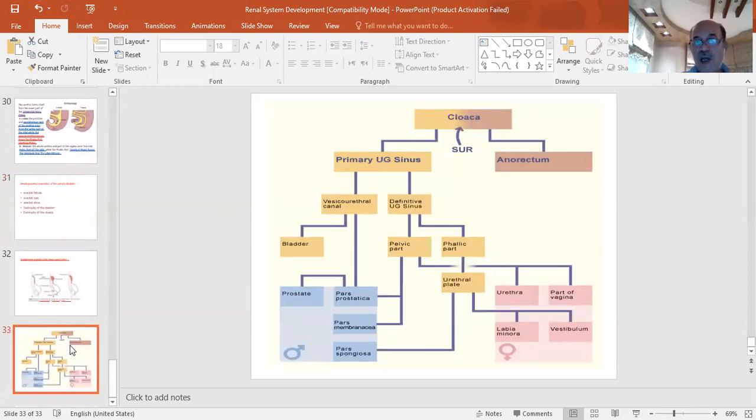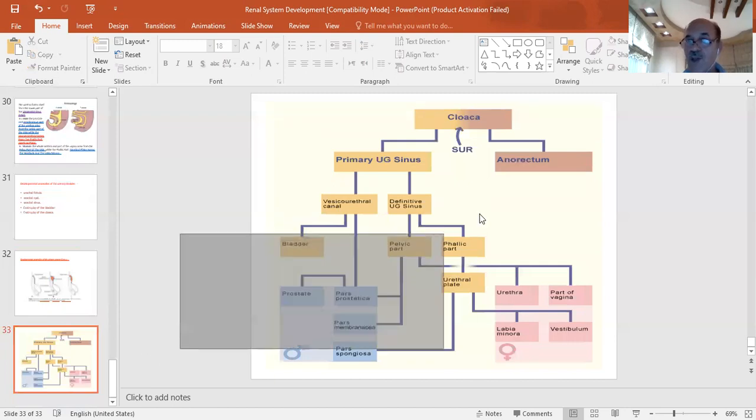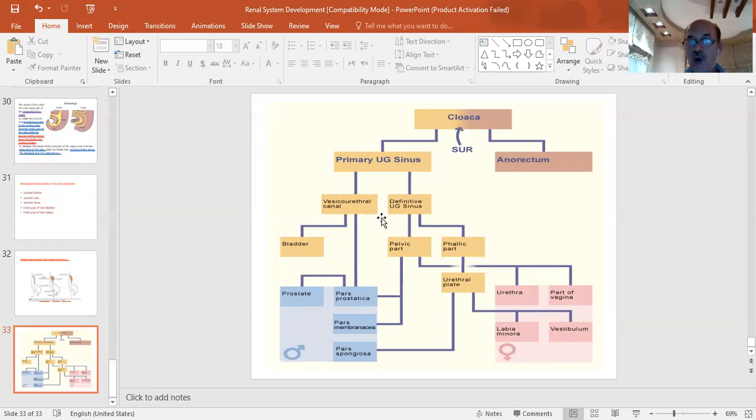Okay, so here is a summary of what I said in this diagram. The formation of the cloaca, division of the ventral and the posterior part, which will give rise to the anorectal portion or the primary urogenital sinus. From that arise what you call the reproductive system as well as parts of the renal system.